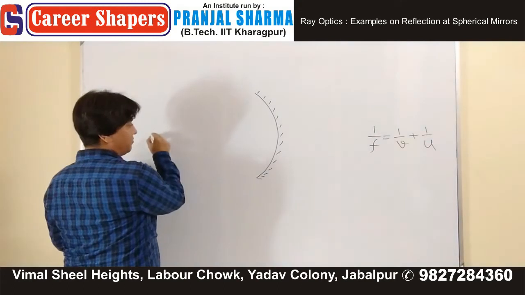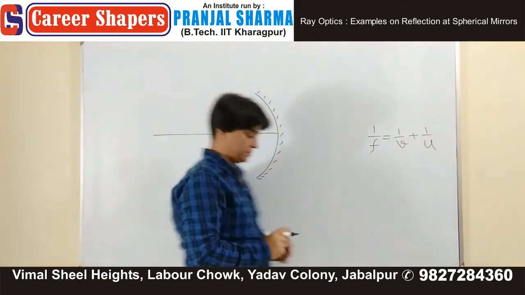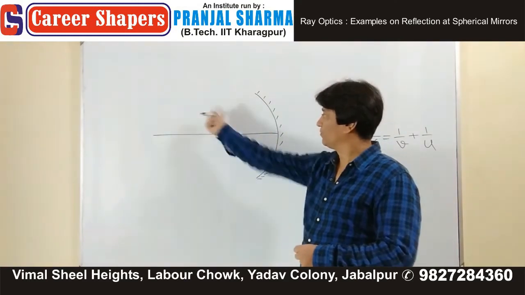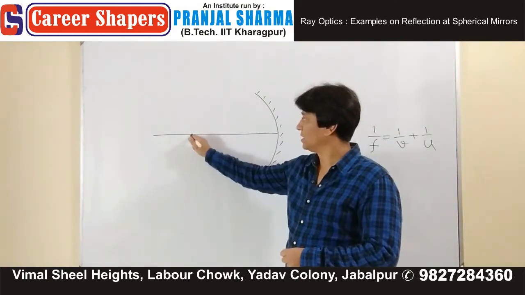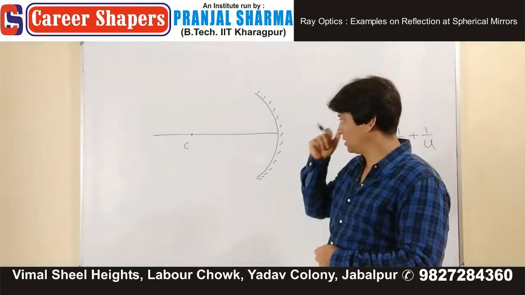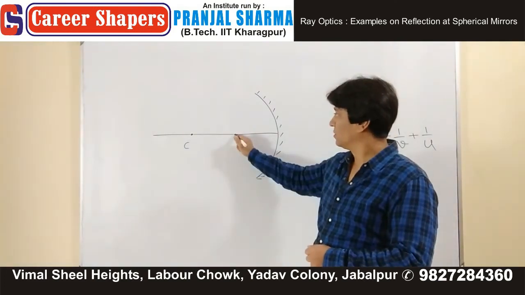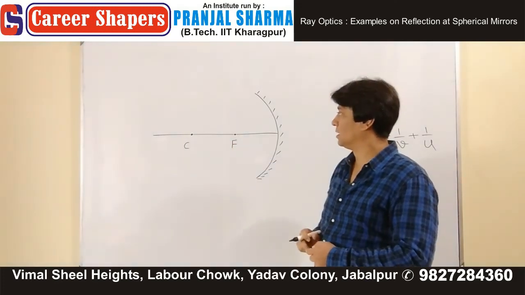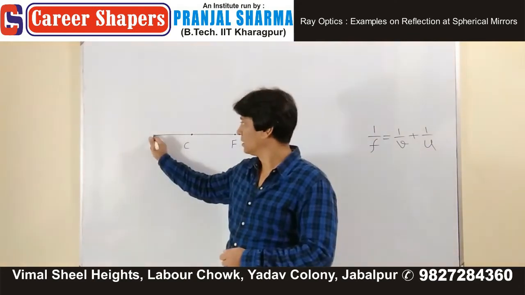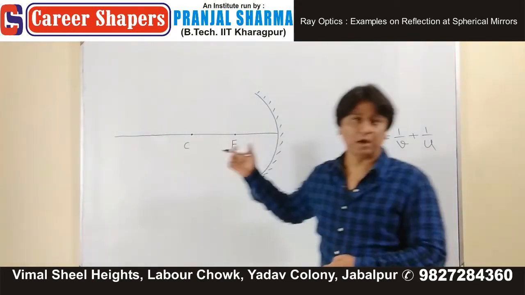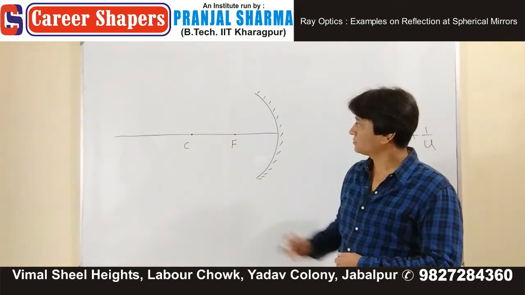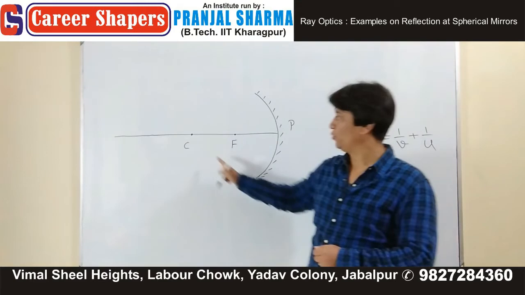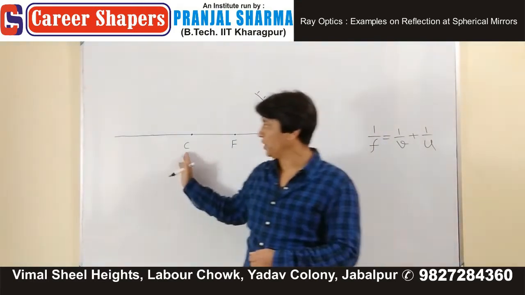We have a concave mirror. This is the center of curvature. This is the focal point. There are three regions in this: between F and P, between C and F, and between C and infinity.